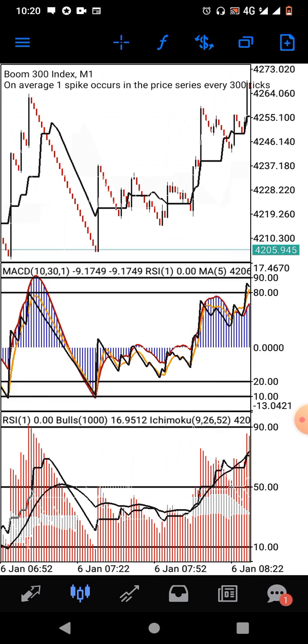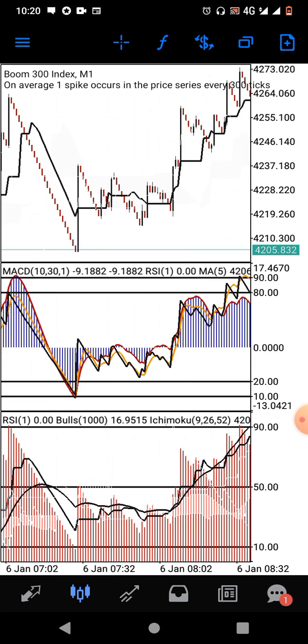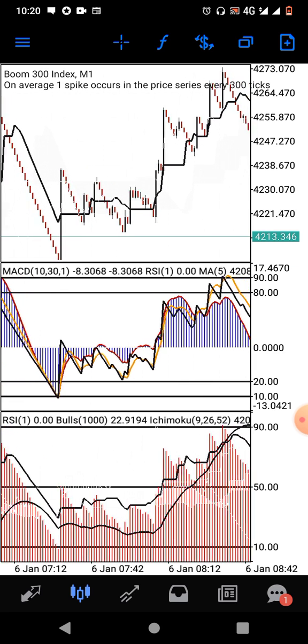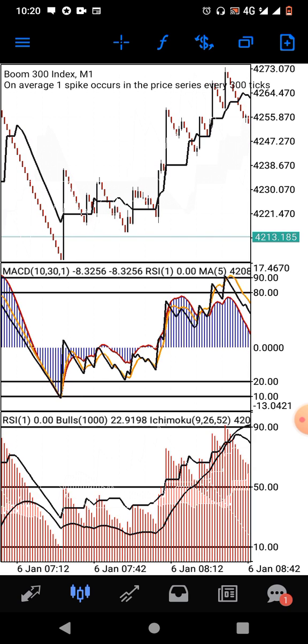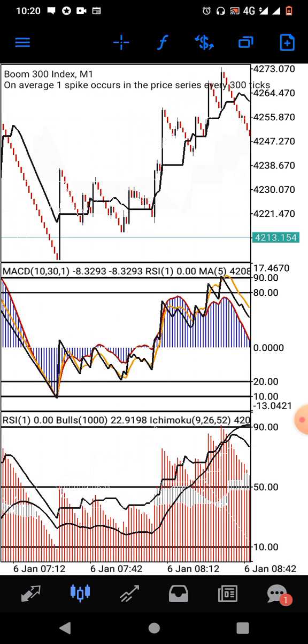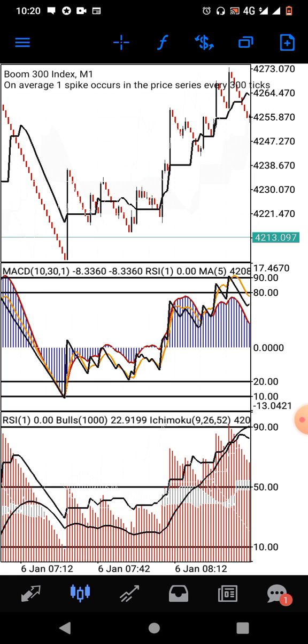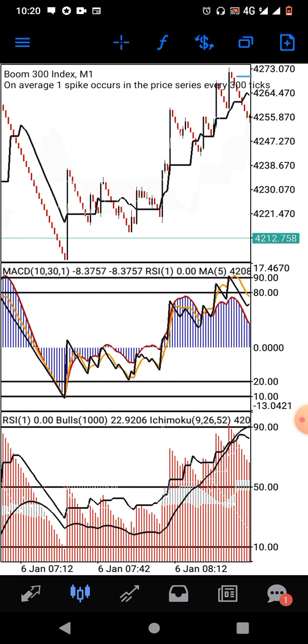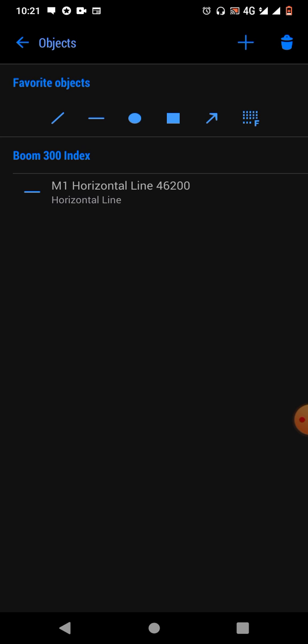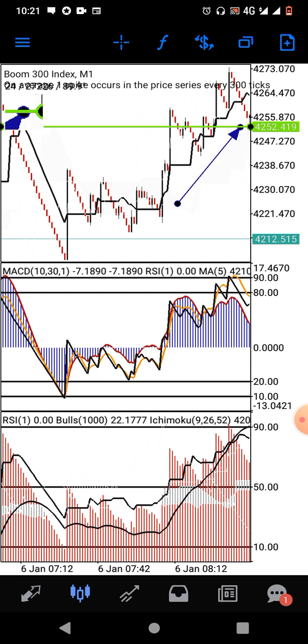Now if we go ahead and shift to the right, you can see that it is at that level. So for you to get your entry, for you to sell Boom 300, you must wait for the Ichimoku on the main chart to cross over.